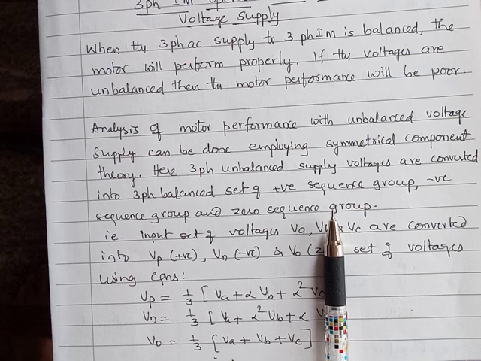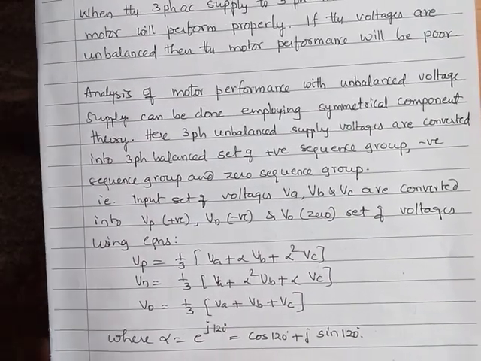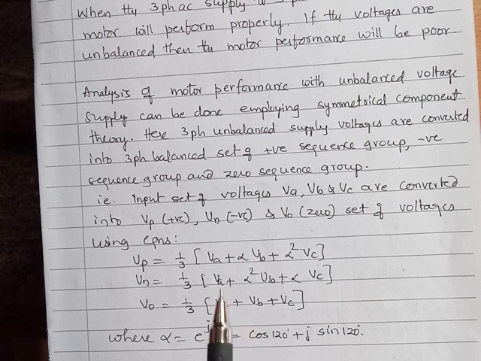What are those three groups? Number one, positive sequence group. Number two, negative sequence group. Number three, zero sequence group. And what are the equations employed for that?